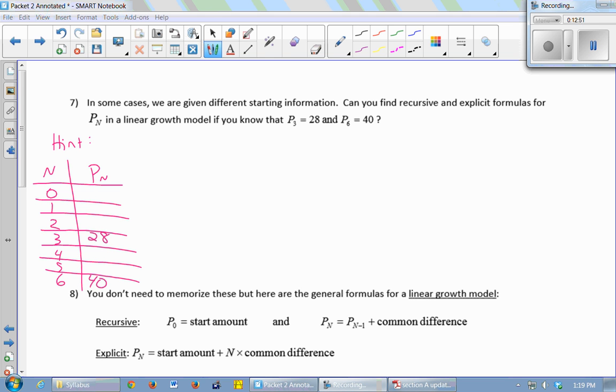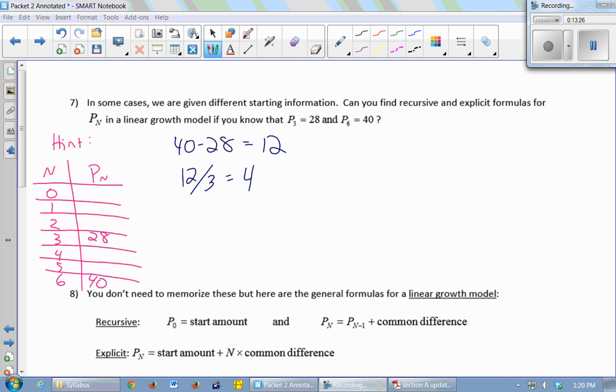So by how much did my population grow from 28 to 40? How much growth is that? 12. And over how many years did that take place? 3. So you grew by 12 bunnies over 3 years. So how many bunnies per year is that? 4. Yeah. So we did 40 minus the 28 and got 12, and then we took the 12 and divided by 3 years and we get 4 per year.